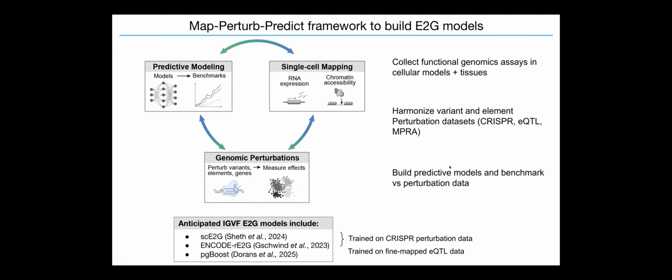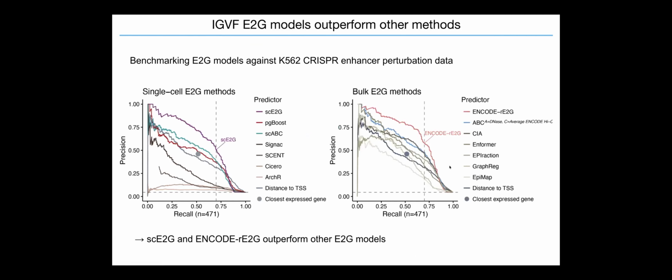And as already mentioned, benchmarking these models is a really big part of our efforts. So we have different benchmarks that we can run with the different genetic perturbation data sets. And here's one example that shows benchmarking E2G models against CRISPR enhancer perturbation data from K562 cells. Here we're specifically asking the question, how well do these different models identify enhancers and the target genes that have been experimentally inferred via these CRISPR interference perturbations?